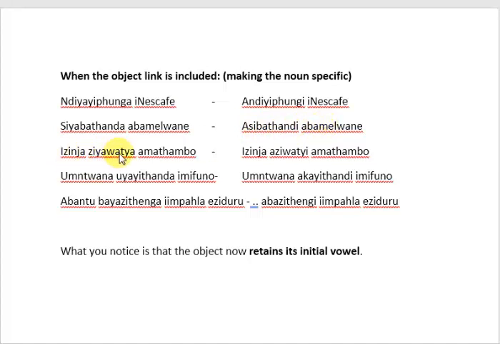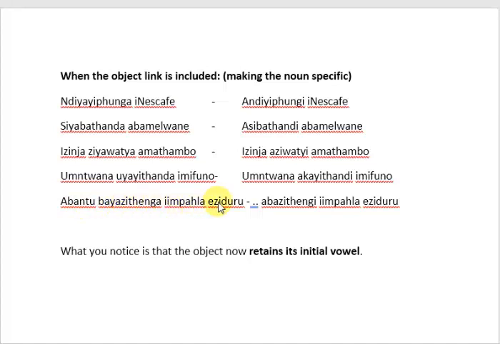Izinja ziyawatya amathambo, the dogs are eating the bones. Izinja aziwatyi amathambo, the dogs are not eating the bones. Umntwana uyayithanda imifuno, the child likes the vegetables. Umntwana akayithandi imifuno, the child does not like the vegetables.